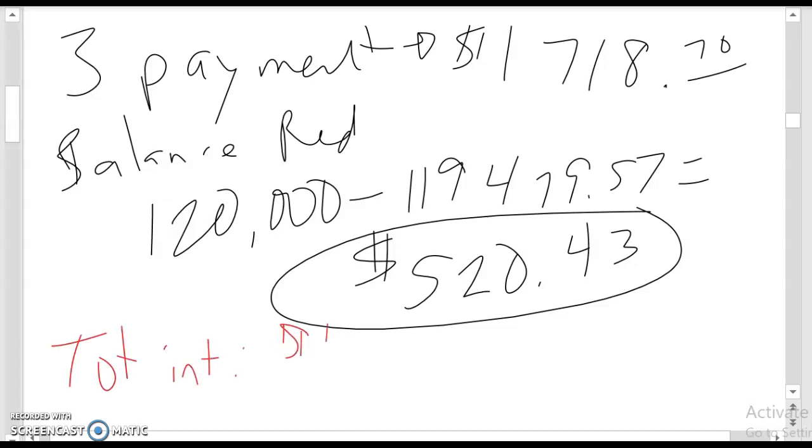Less than 1 payment is how much your balance was reduced by, because your total interest that you paid in those 3 months was $1,198.27. This is why a lot of times when you buy a house, they say you've got to live in that house for about 5 years before it really makes sense to sell it, because at the beginning you pay so much in interest that it's just really sad. So just something to think about.